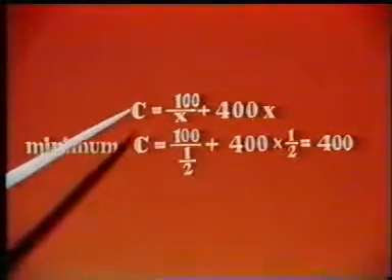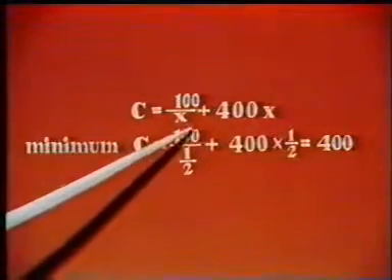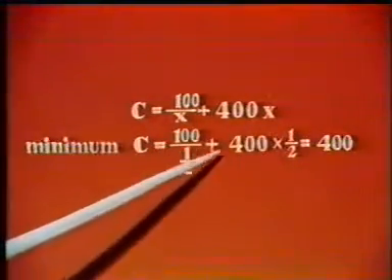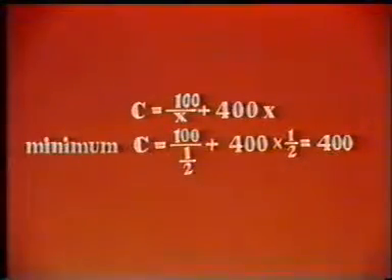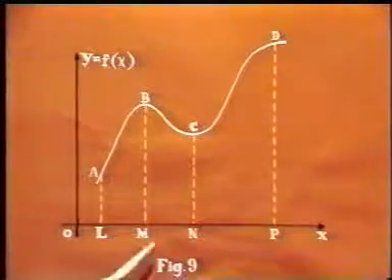To find the minimum value of cost C, substitute x equal to 1/2 in the expression for C. Minimum C is equal to 100 divided by 1/2 plus 400 into 1/2, which is equal to 400. Now let us see figure 9.